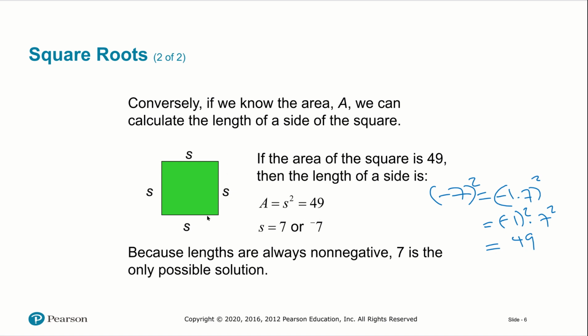But since we're dealing with a real object, the length of a side of a square can't be negative, so we reject the negative result and we only take the positive one. So the length of a side of a square whose area is 49 would be 7.